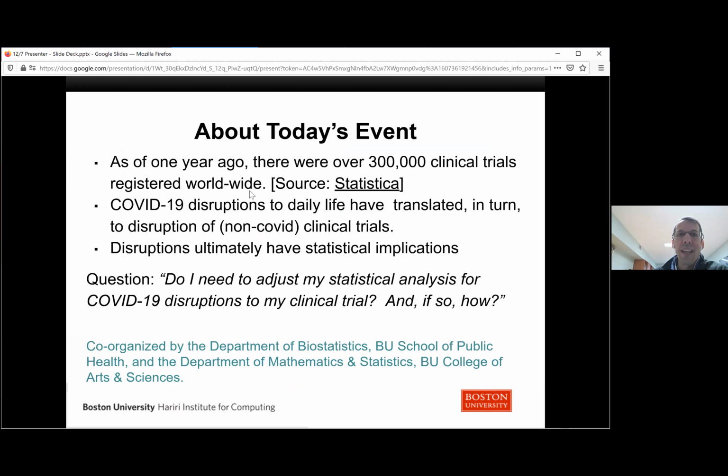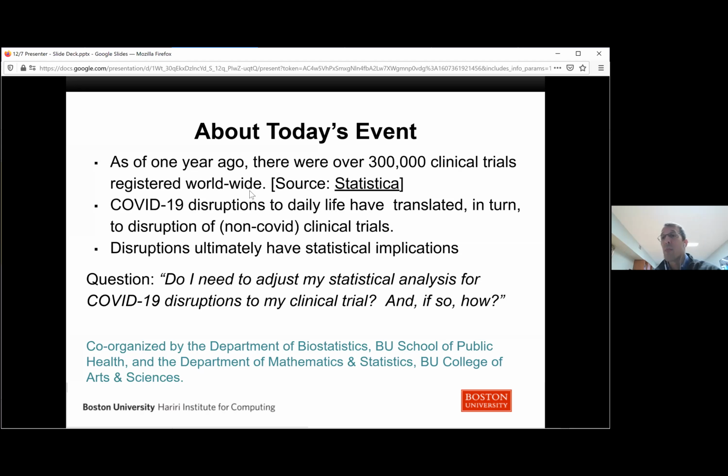So about today's event: as of 1 year ago, I was curious. The source Statista says there were over 300,000 clinical trials registered worldwide. As I'm sure any of you on the call must know from your own experiences, COVID-19 disruptions to daily life have translated in turn frequently to disruption of non-COVID clinical trials. And ultimately disruptions are going to mean statistical implications.